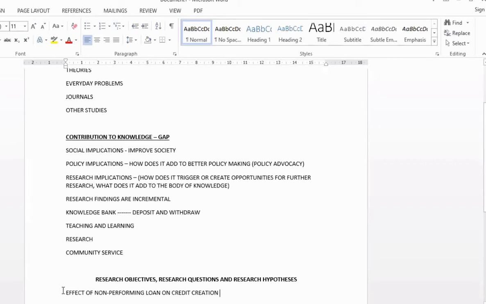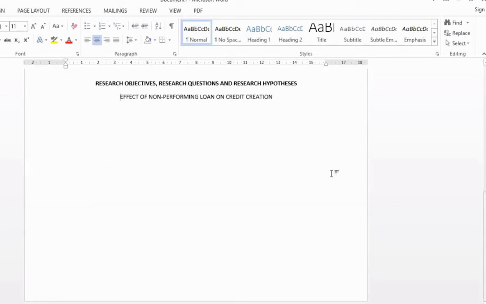That can be a research topic, right? Is that a topic? It is. Okay, now give me the variables of interest. Non-performing loan and credit creation. Then what is the direction of influence? What is the impacting variable? Non-performing loan. And what's the impacted variable? Credit creation. Credit creation is the impacted variable.